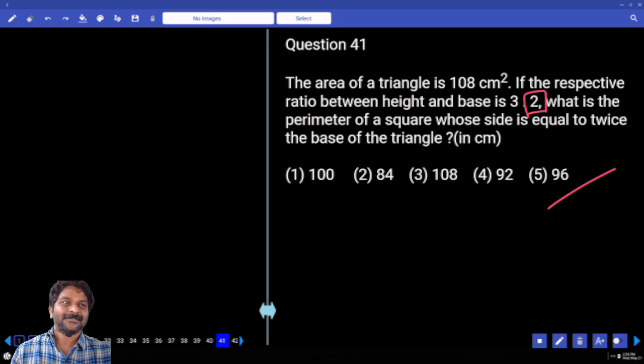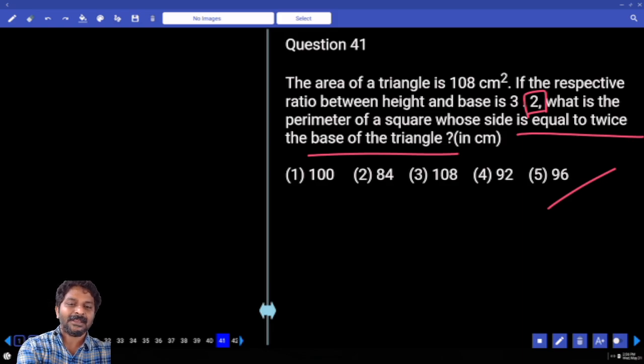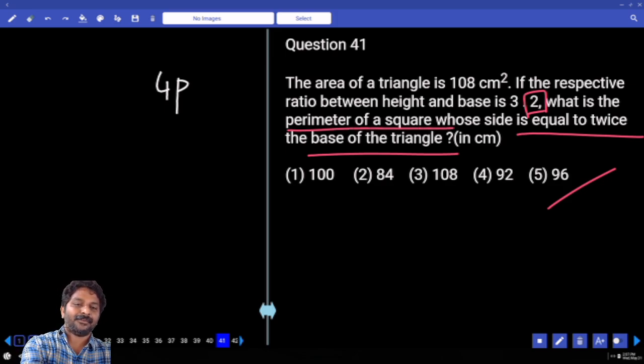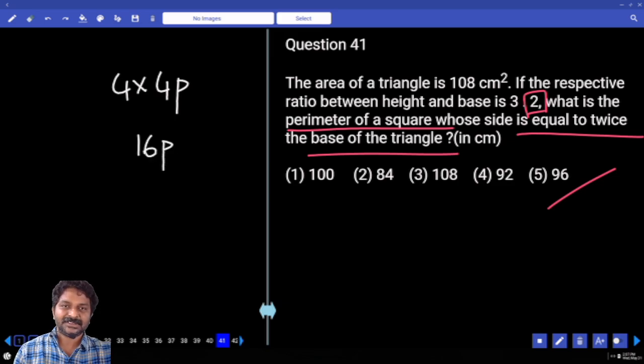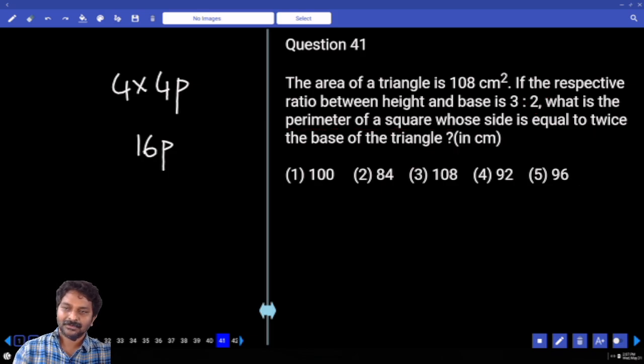What is base? 2 parts. Side of the square is twice, they are saying, right? That means 4 parts. What is your question about? Perimeter, 4 times of it. Answer is 16 parts. It must be a 16 multiple.